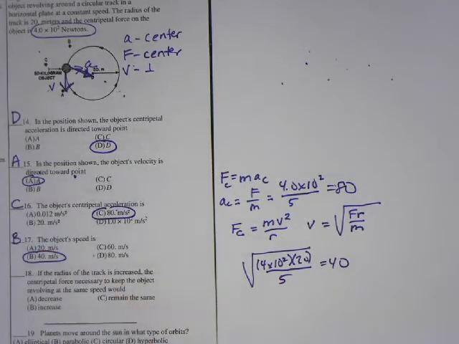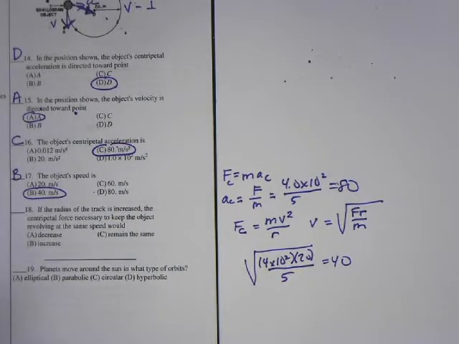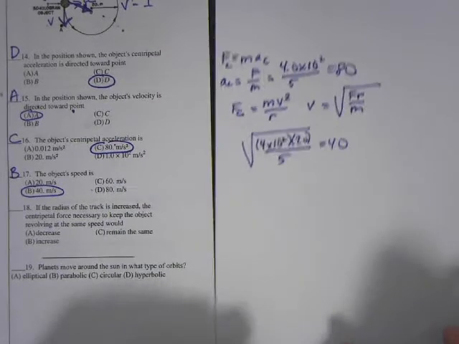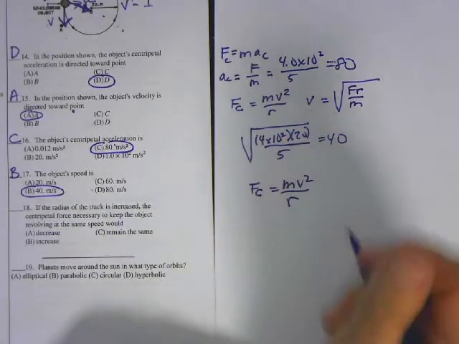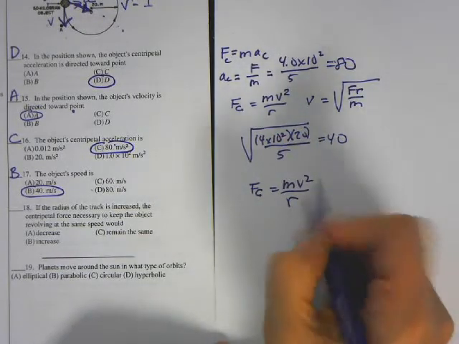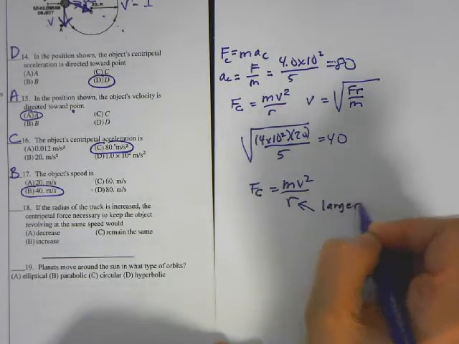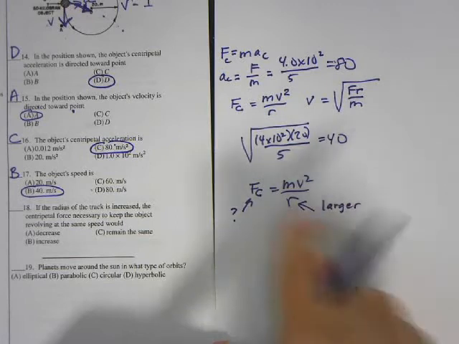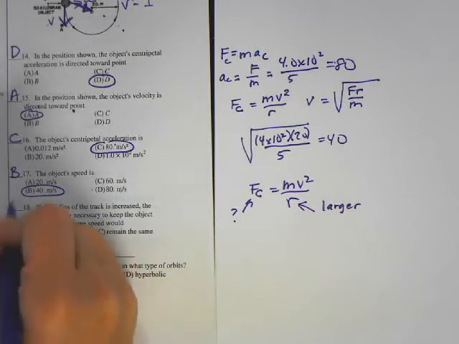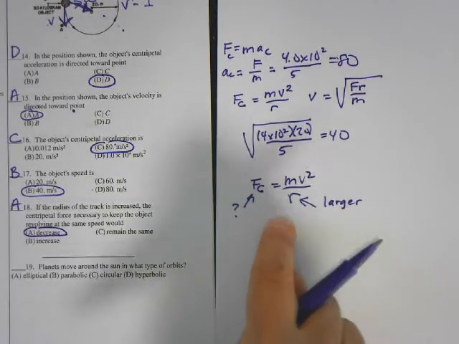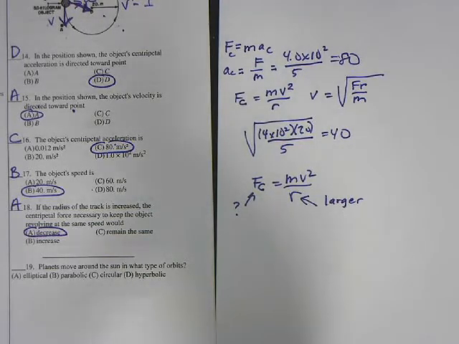Number 18, if the radius of the track is increased, the centripetal force necessary to keep the object revolving at the same speed would be. So you don't do this in your head. You write down the equation. Centripetal force is equal to m v squared over r. So it says if the radius is increased, so if this here gets larger, what happens to this? Well, they're inversely proportional, so this is going to get smaller, so it's going to decrease. That's how you do these problems. You write the equation and you look at it. You don't try and figure it out in your head. There's nothing to memorize. Memorizing is not understanding.